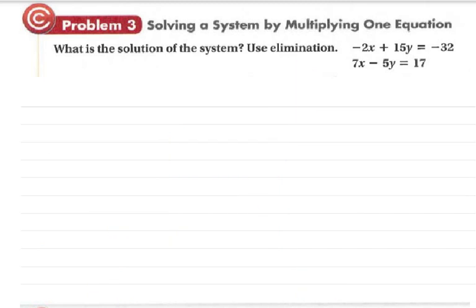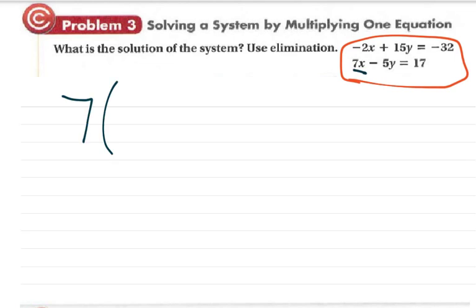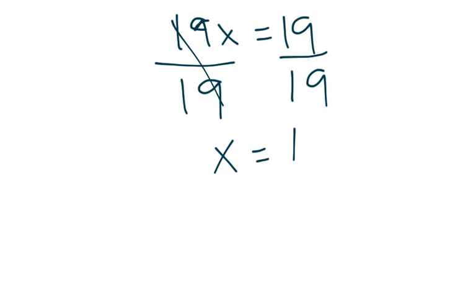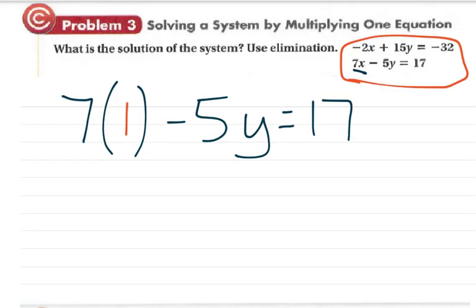Now we're going to decide on which of the original equations we're going to plug x back in for. I think the second one actually looks easier. So instead of writing an x, if we write a 1, then we can solve, and let's make sure it was x equals 1. Yep. So x equaled 1, and we're going to get 7 minus 5y equals 17.